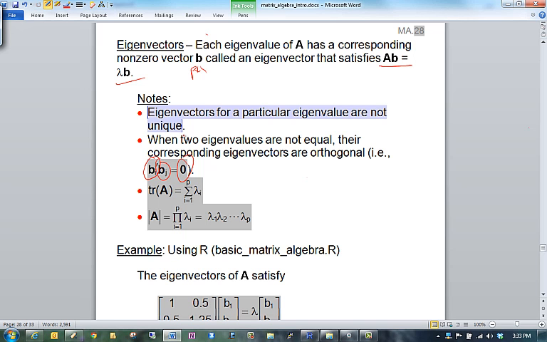Also, we have some interesting results with eigenvalues. If I take the trace of A, I get the sum of the eigenvalues. That's kind of interesting. If I take the determinant of A, I get the product of all the eigenvalues as well. These are good proofs that you will learn about in the matrix algebra class. Don't worry about proving it for my class, though.